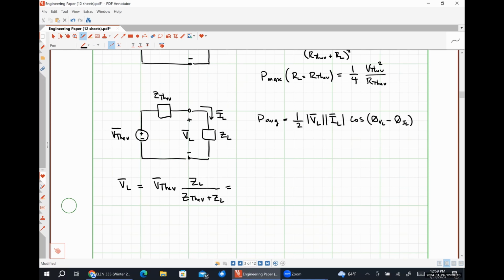Pretty straightforward, right? Now what I'm going to do is I'm going to split my load impedance up into its real and imaginary parts, and my Thevenin impedance up into its real and imaginary parts, right? So I'm going to have my phasor Thevenin voltage times RL plus JXL. And now in my denominator, I'm going to add the real parts of my impedances together and add the imaginary parts of my impedances together, so that I have RL plus R Thev plus J times XL plus X Thev. Anybody have a problem with this?